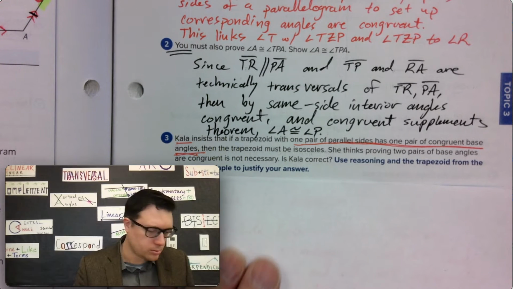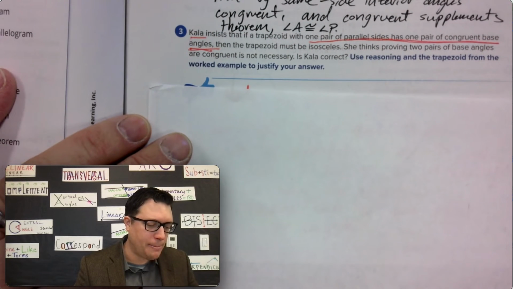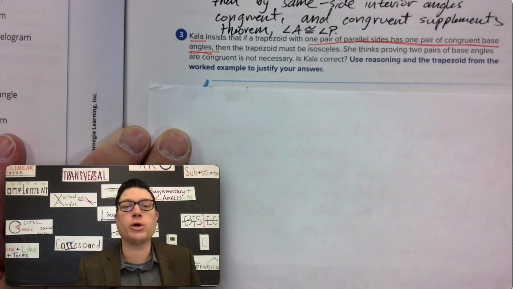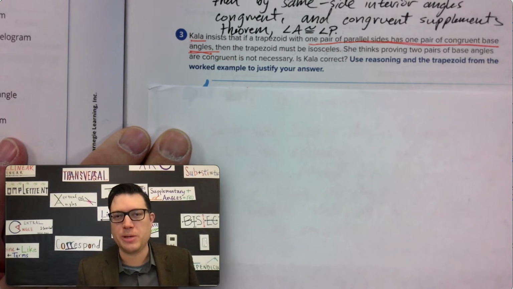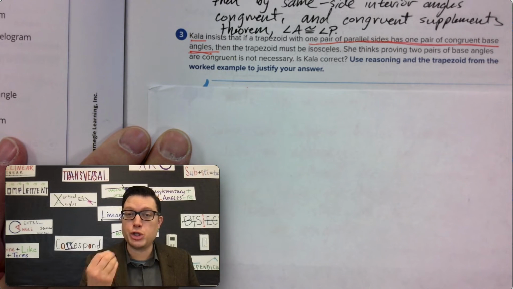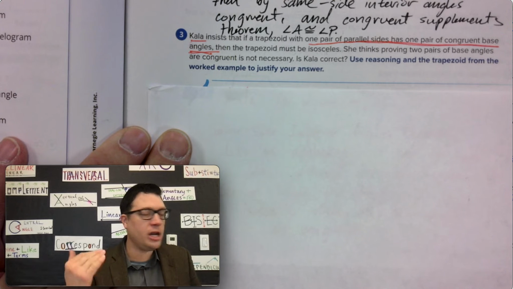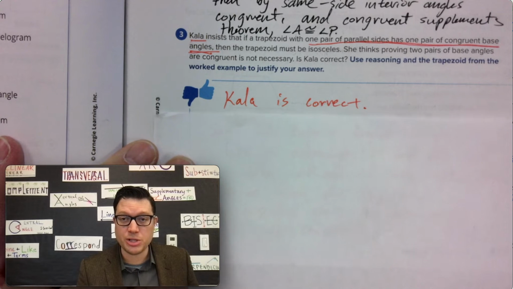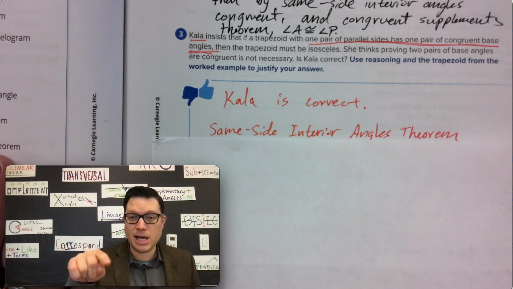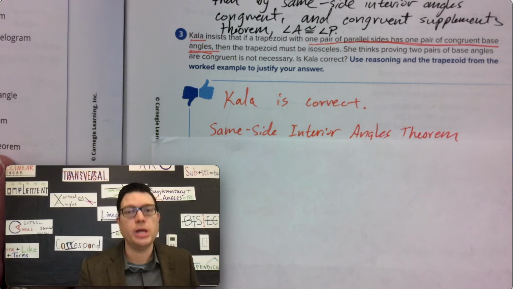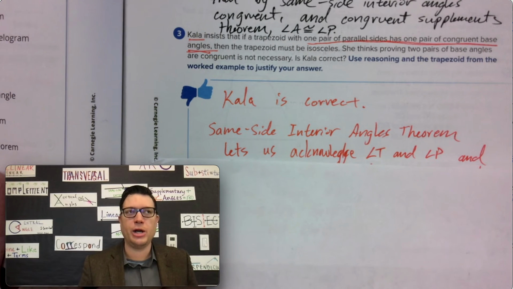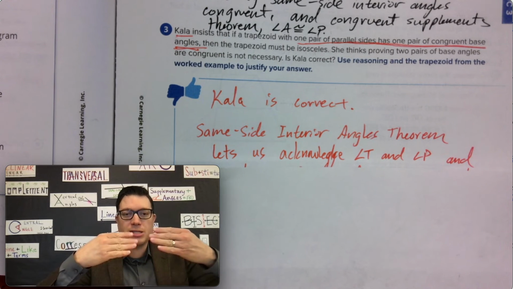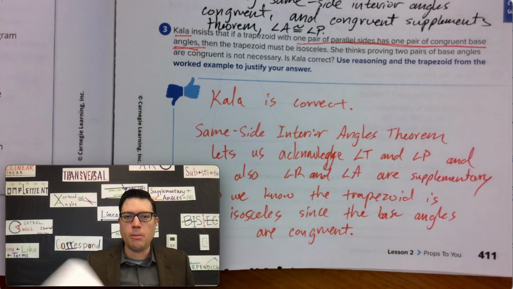There you have it. Kala insists that if a trapezoid with one pair of parallel sides has only one pair of congruent base angles, then the trapezoid must be isosceles. And she thinks that proving two pairs of base angles are congruent is not necessary. Is Kala correct? Yeah, of course she is, because the same side interior angles theorem, using parallel sides and already congruent angles in two different spots, tells us that the other pair of angles must be congruent.